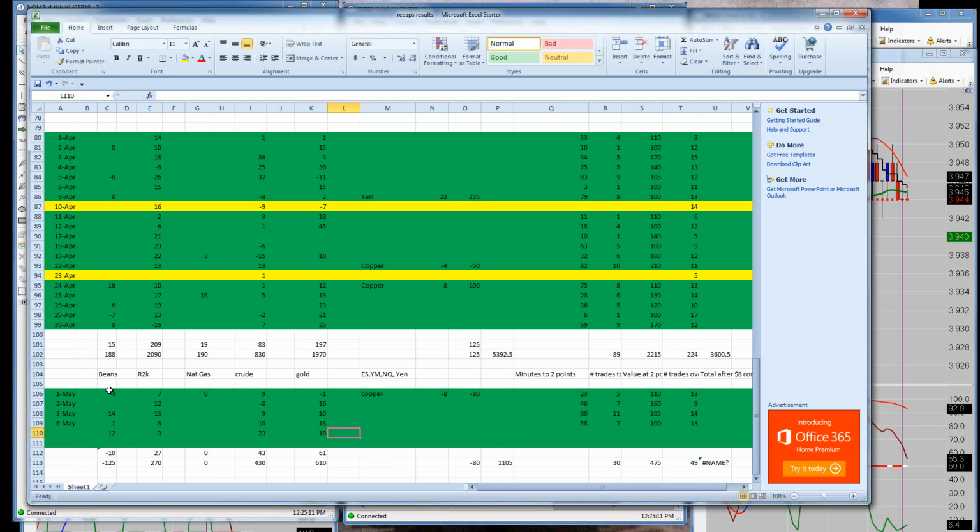And I gotta update this over here. Hang on a sec. Delete and do this. Do that. AutoSum. There. Alright. This morning it took us 8 minutes, 2 trades to get to our 2 points. We took a total of 12 trades today.